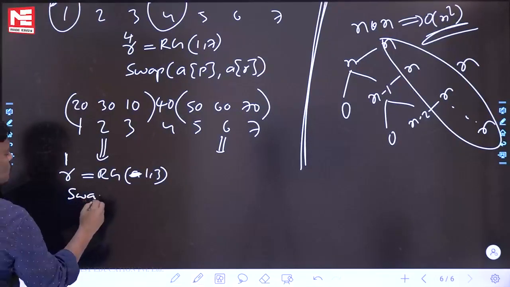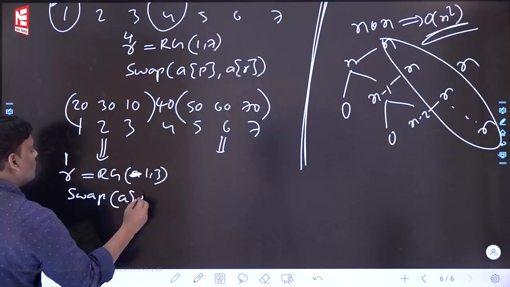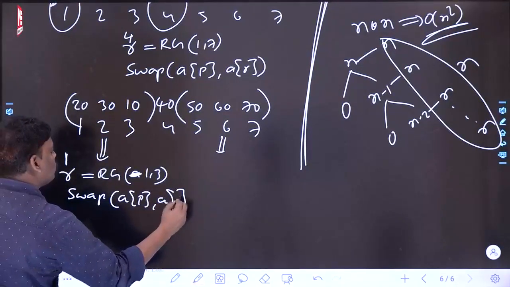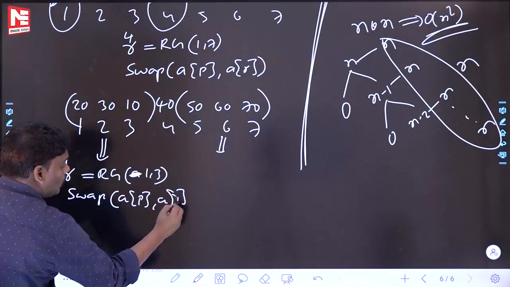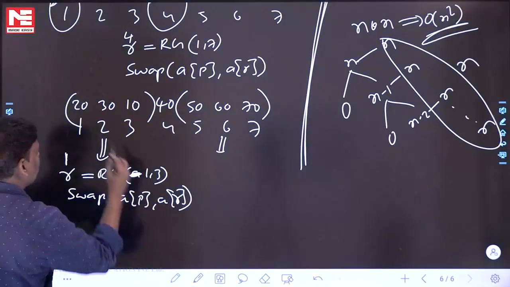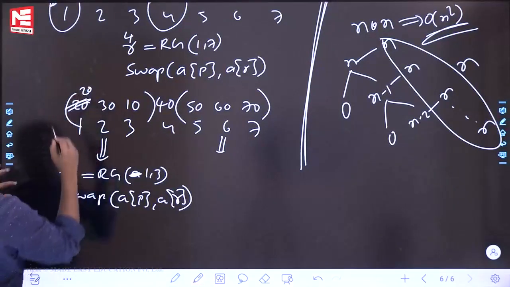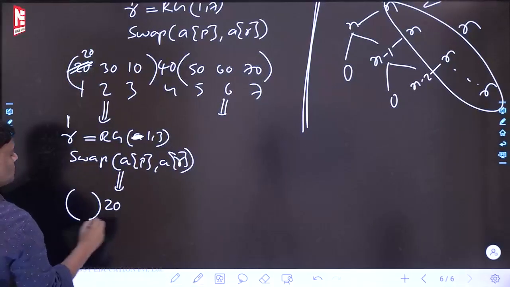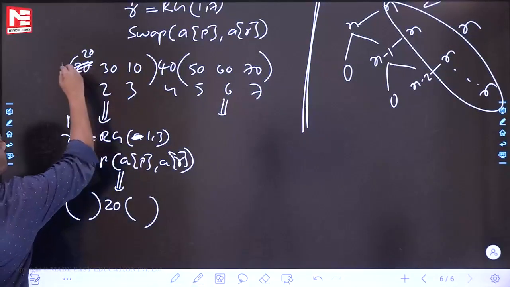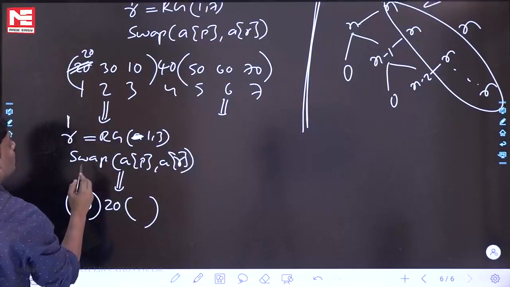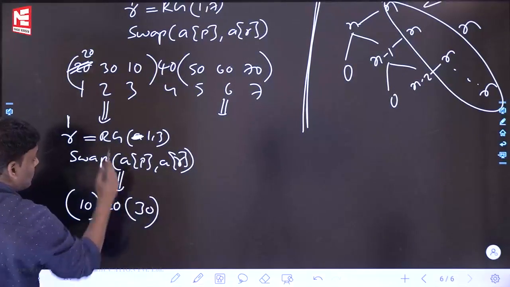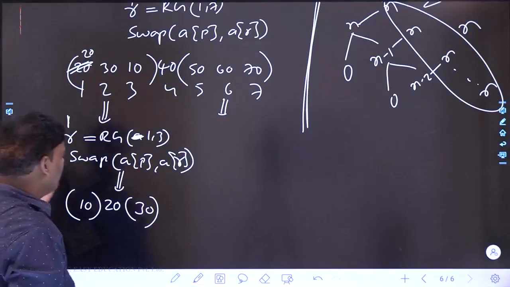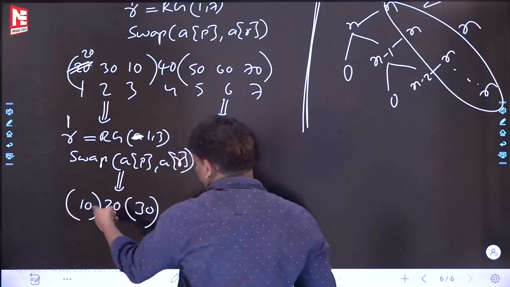Swap, as usual. Swap A of P and A of R. When you swap it, I think both are the same itself. Now apply the partition algorithm on this one. 20 will go to the correct place, less than 20 one side, more than 20 the other side. What is less than 20? Scan once, 10. What is more than 20? 30. I think again best came, again best came because of one element, stop.